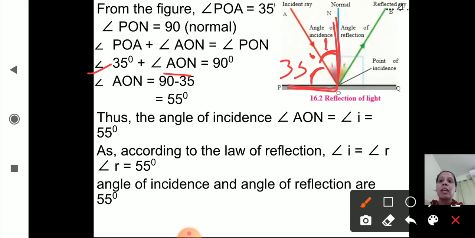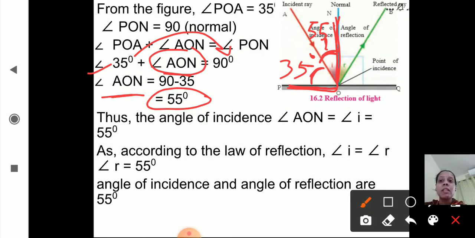AON is the angle of incidence that we have to find out. This is 90 because ON is the normal, so PON is equal to 90. Now what is AON? AON, angle of incidence, is equal to 90 minus 35, as the 35 goes to the right-hand side. So 90 minus 35 is 55 degree. So this is 35, and here we got 55 degree. So this is angle of incidence, 55.